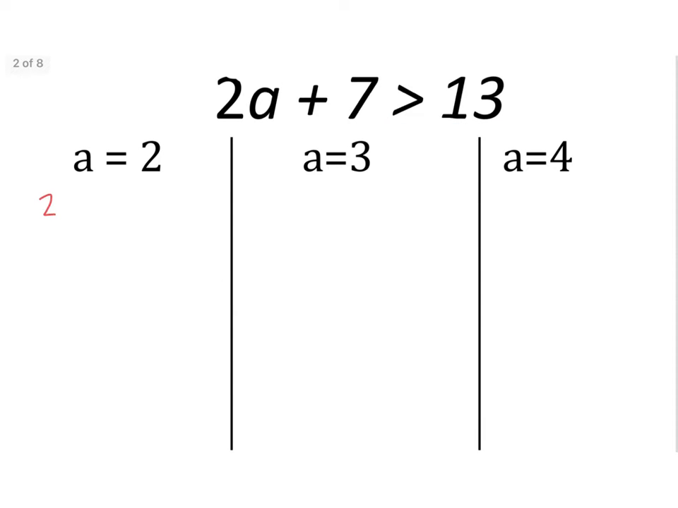So 2 times, remember this is multiplication, 2 times 2, which is our value for a, plus 7 is greater than 13. And now we're going to solve using order of operations. The first thing we're going to do is 2 times 2, which is 4. Bring down what you haven't done, plus 7 is greater than 13. Then we're going to do 4 plus 7, which is going to give us 11.